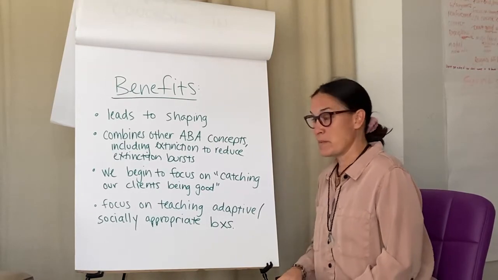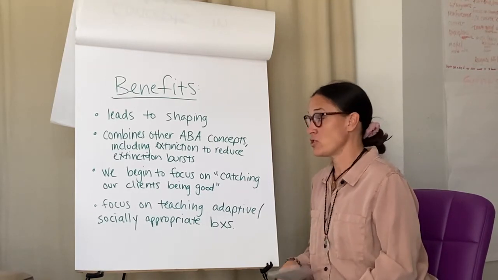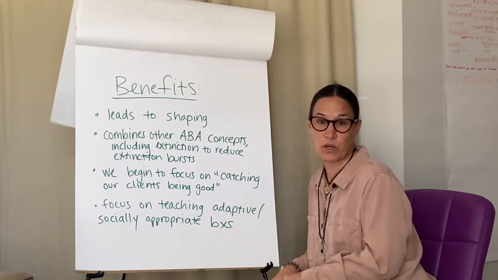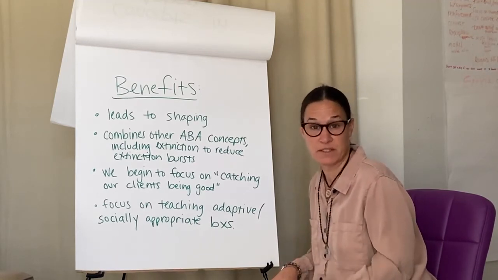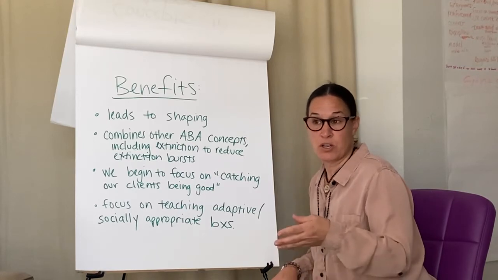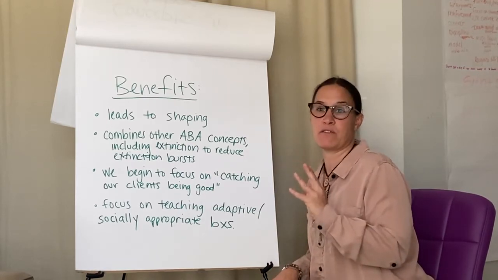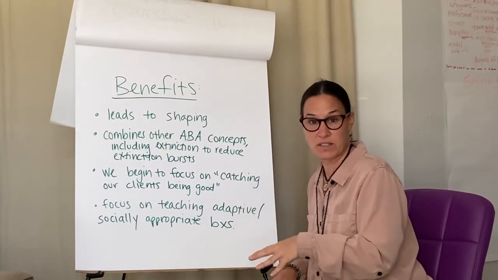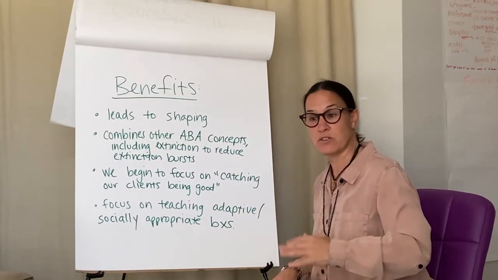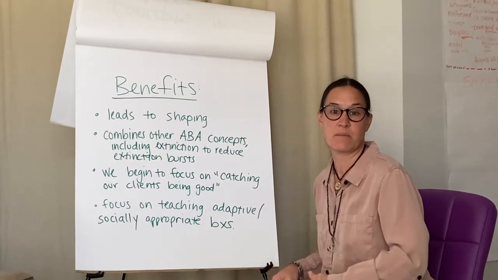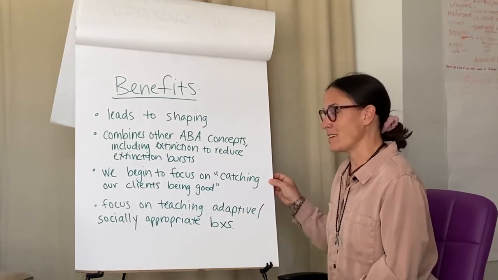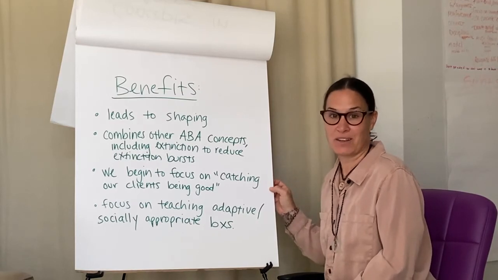It combines other ABA concepts, including extinction, to reduce extinction bursts. If you use extinction alone, where you just stop reinforcing a previously reinforced behavior, you're going to see an uptick in that behavior. If you use differential reinforcement to find something else to focus on, those extinction bursts get reduced because you are shifting the focus to something that your client can do. We begin to focus on catching our clients being good.